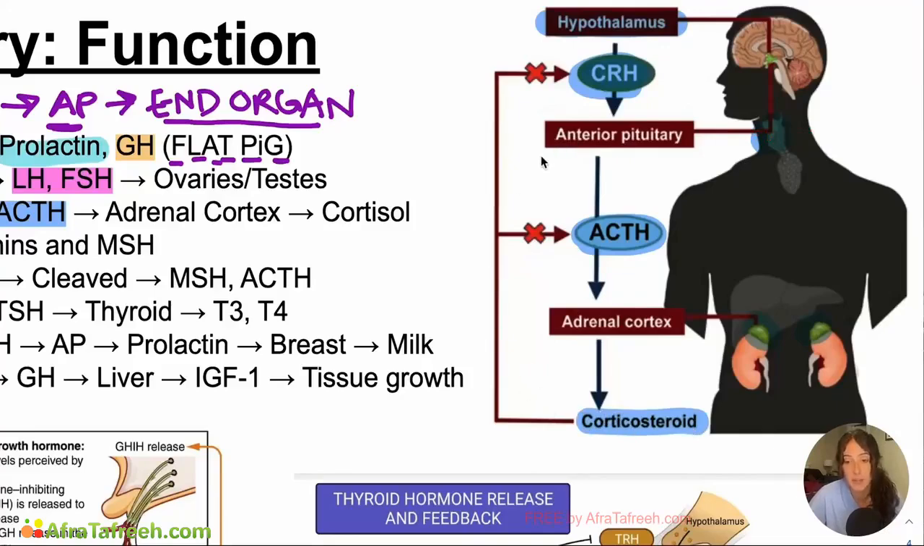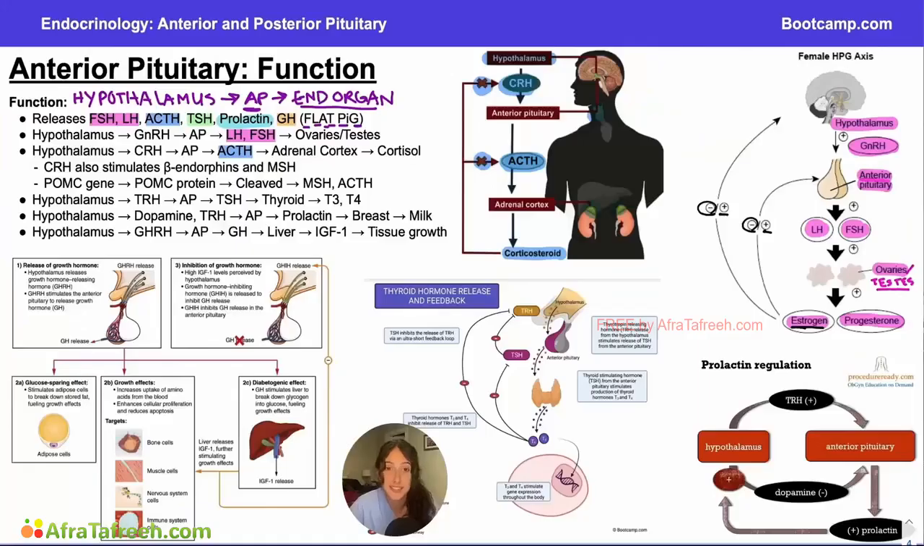It's going to tell the anterior pituitary to stop making so much ACTH, and it's going to tell the hypothalamus to stop making so much CRH as well. So that's the effects of ACTH. ACTH is going to travel to the adrenal cortex and increase the release of corticosteroids, like we just talked about.